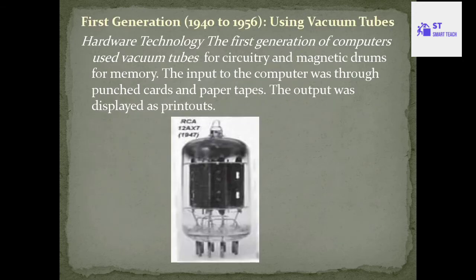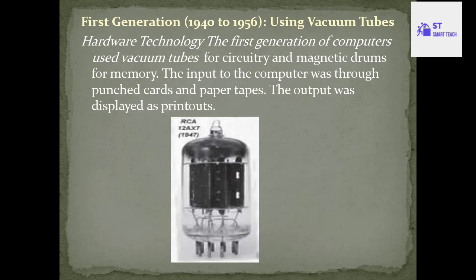So first generation computers. The first generation computers were developed during 1942 to 1956. In this first generation the computers used vacuum tubes. So hardware technology: the first generation of computers used vacuum tubes for circuitry and magnetic drums for memory. The input to the computer was through punched cards and paper tapes.